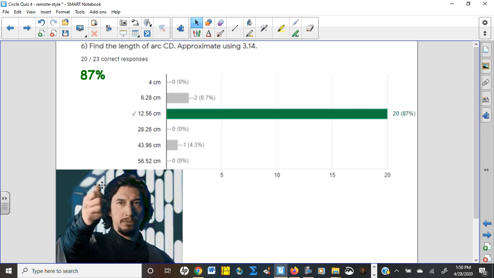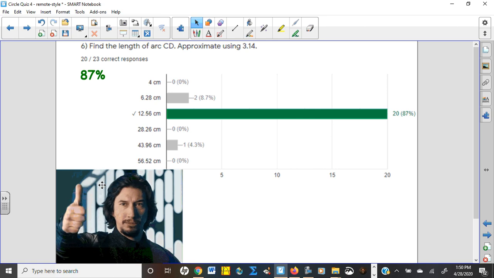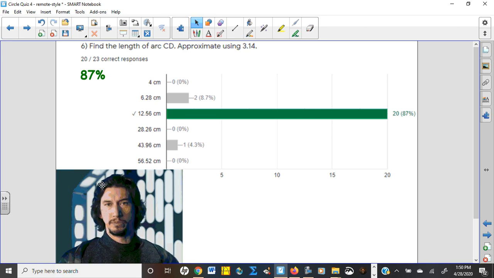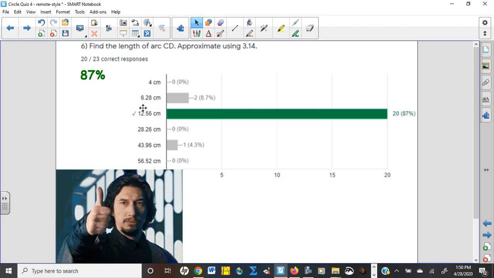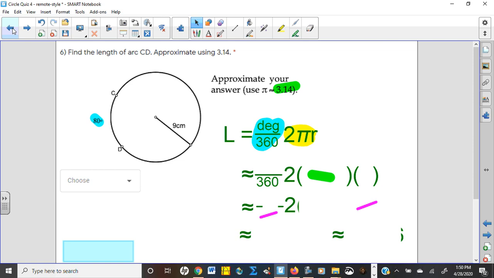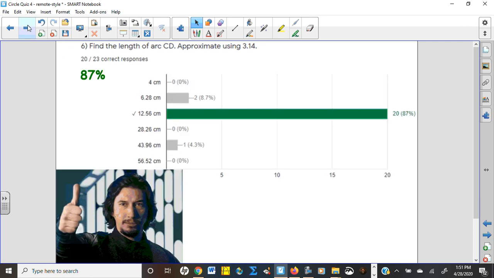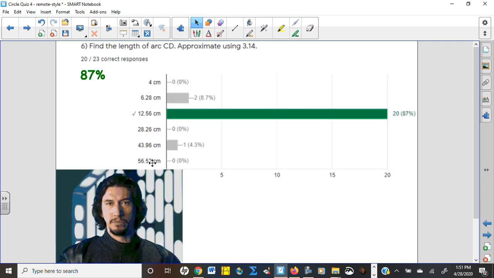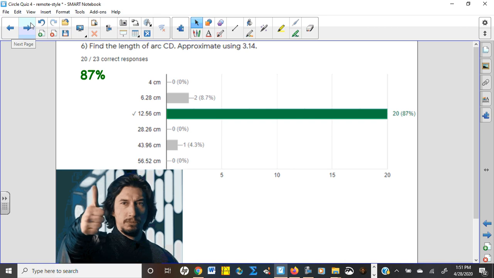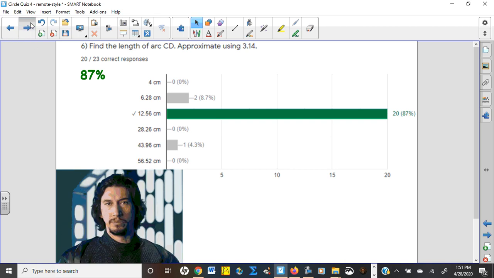Not bad. I mean, it was better than the last one, and I thought that one might have been a little more challenging problem. A couple people did choose 6.28. So what I'm guessing on that is you forgot to do 2 pi r. You just did pi r, because that's exactly half of what the right answer should have been. Good job, though. Yes, thank you, Kylo.